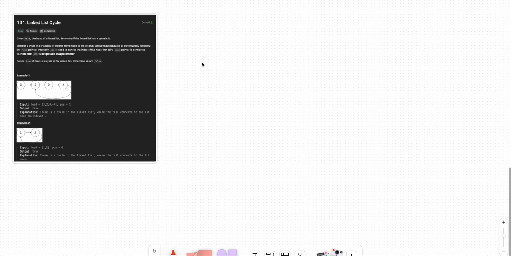And then I solve a Leetcode problem, linked list cycle. Basically, given a linked list, you check if there is a cycle in the linked list.